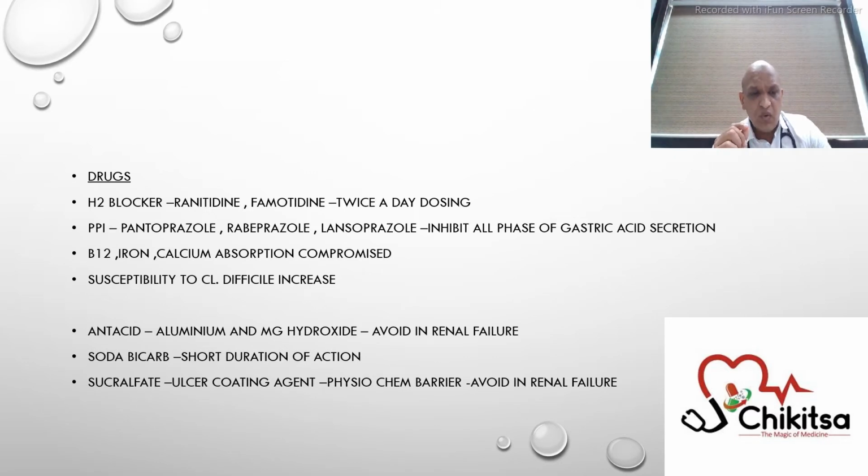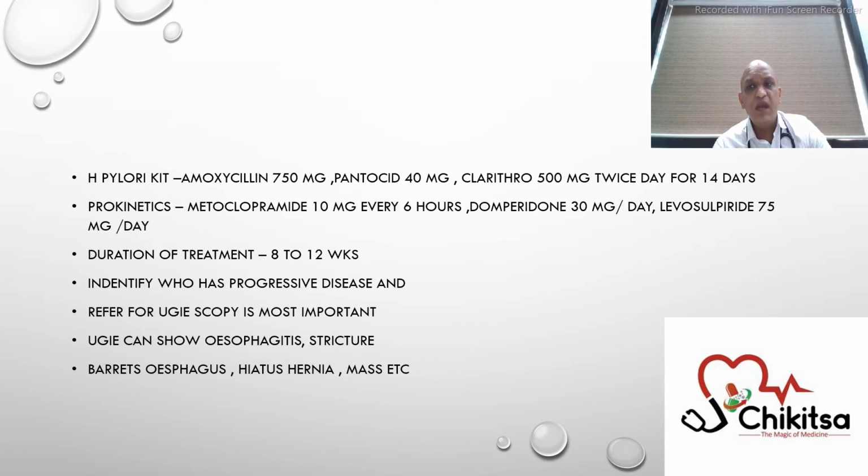If you have documented ulcers, you can use sucralfate containing syrups that will coat the ulcers and make a physicochemical barrier. Sucralfate is also avoided in renal failure. If you have documented H. pylori from the biopsy, you can give a 14-day kit that contains amoxicillin, pantoprazole and clarithromycin, given twice a day.